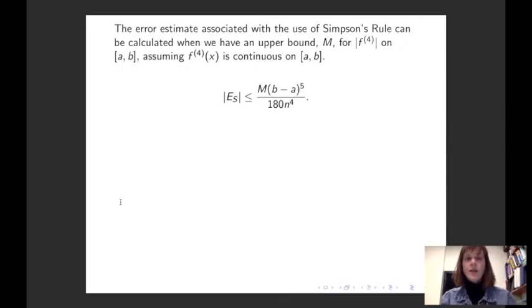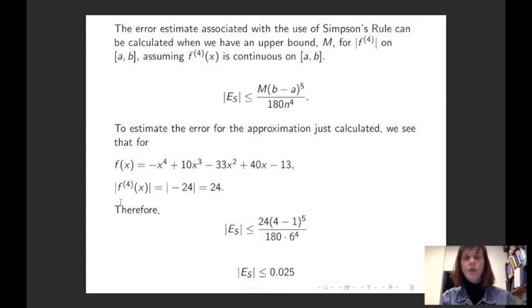The error estimate associated with the use of Simpson's rule can be calculated when we have an upper bound, which we'll call m, for the fourth derivative of our function f in absolute value on the closed interval from a to b. We will assume that the fourth derivative of f is continuous on this interval, so that the estimate for the error involved with Simpson's rule is less than or equal to m times the length of our interval, b minus a, to the 5th power divided by 180 times n to the 4th power.